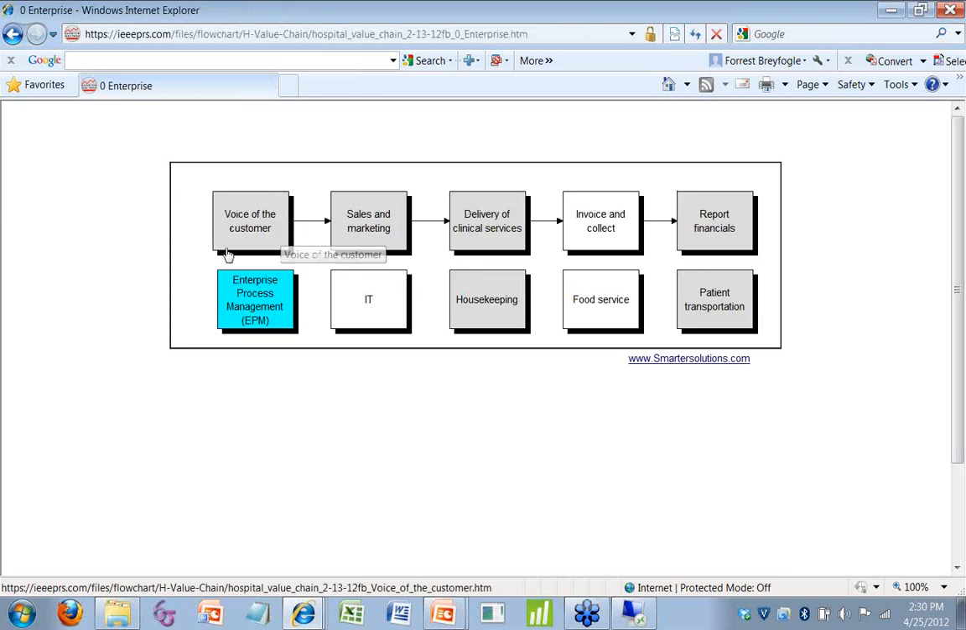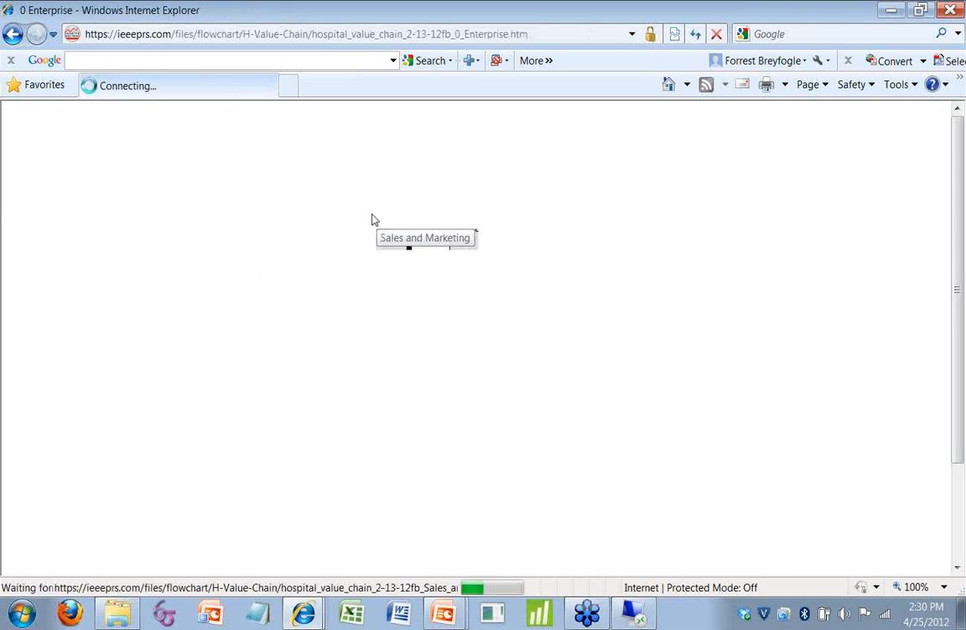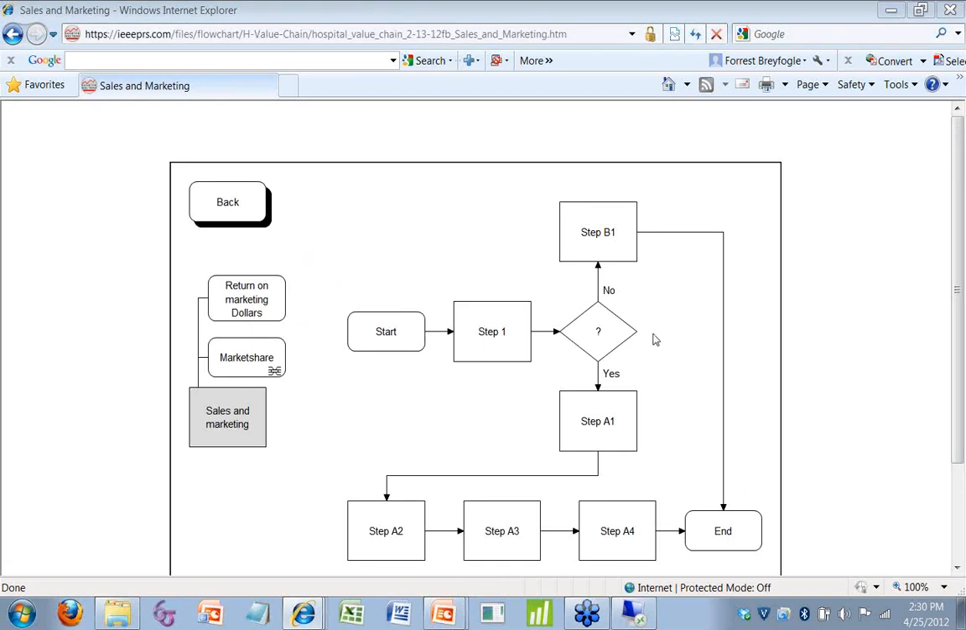Okay, so we're up the value chain again. So let's look at sales and marketing. So if we look at sales and marketing, again, this is sales and marketing, it's got our process over here, and we can have drill downs in the process to get into all the procedures and documents and that sort of thing.